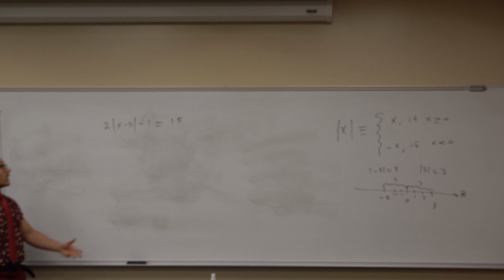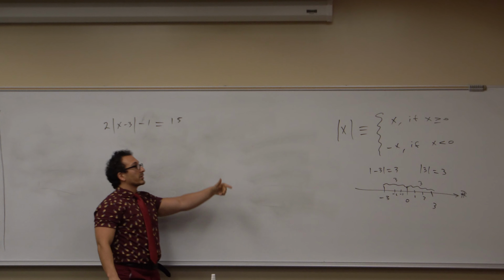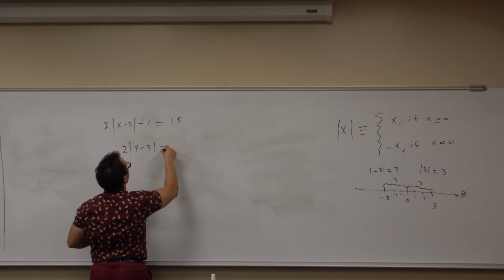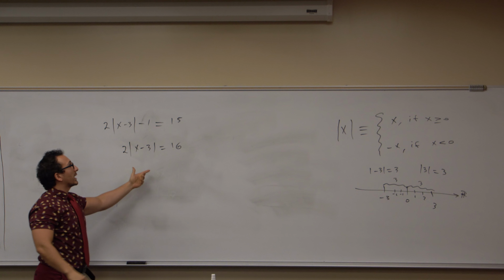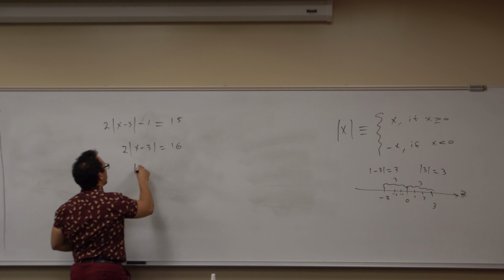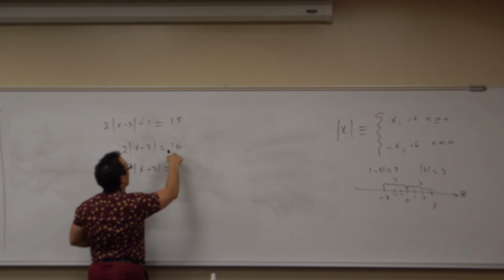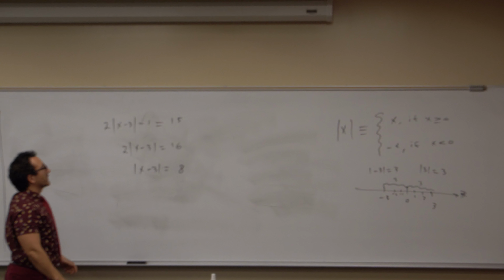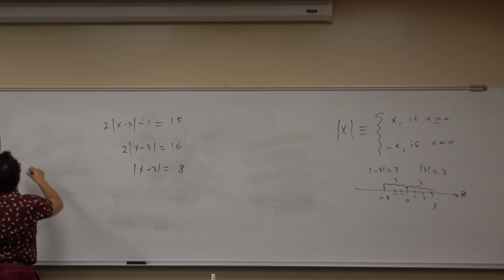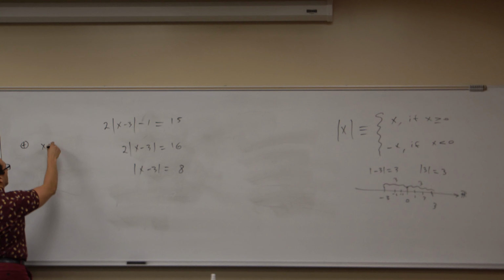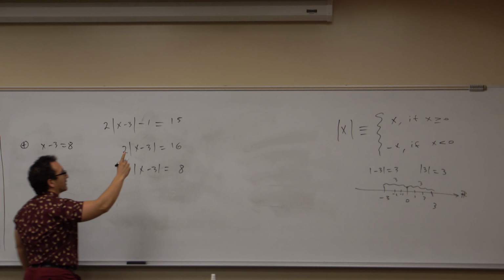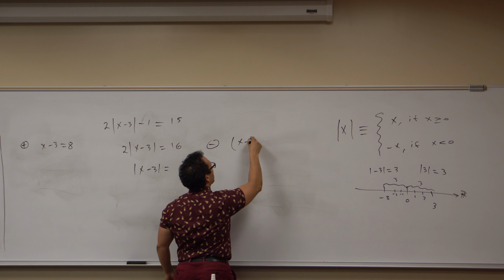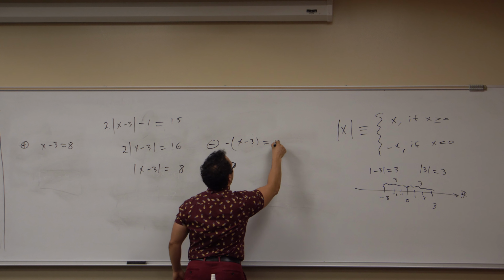Let's check this one. Again, we can't apply the absolute value yet. We have to add 1 to both sides. Okay? Then we got to divide both sides by 2. Half of 16 is 8. Okay? Now I apply my absolute value definition. The positive is x minus 3 is equal to 8. The negative is all of this, x minus 3, put a negative in front of it, is equal to 8.